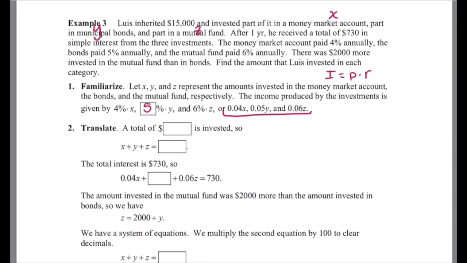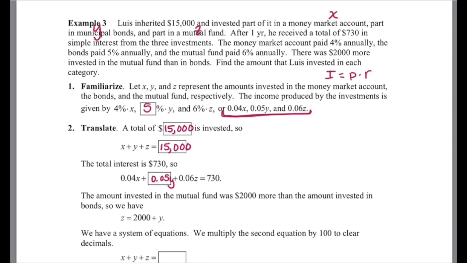We also know that the total amount invested was $15,000. So when I add all the values that I put into the accounts from each one, it has to be $15,000. We also know that the interest per account has to be $730. So 4/100ths X plus 5/100ths Y plus 6/100ths Z has to be $730.